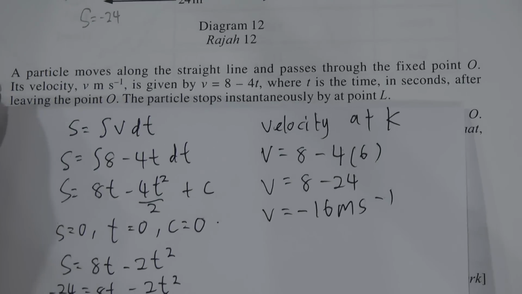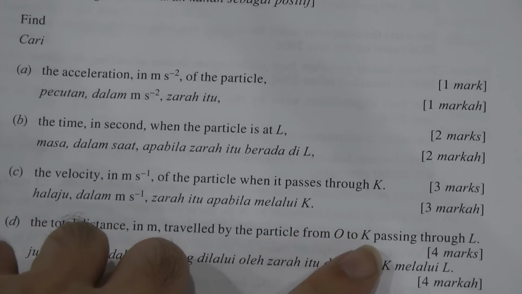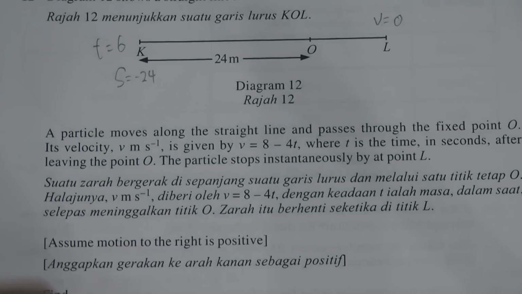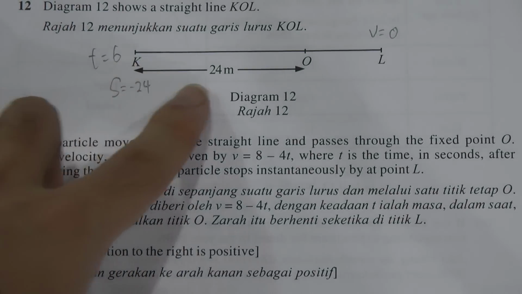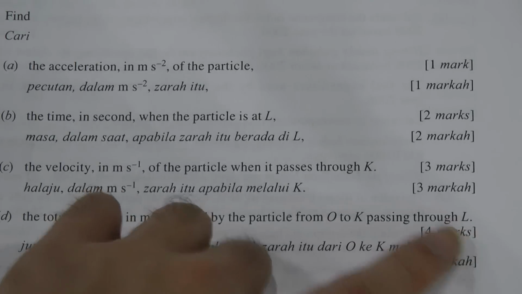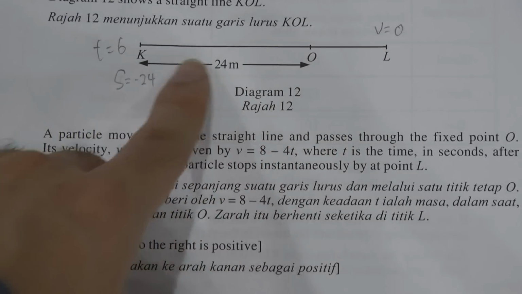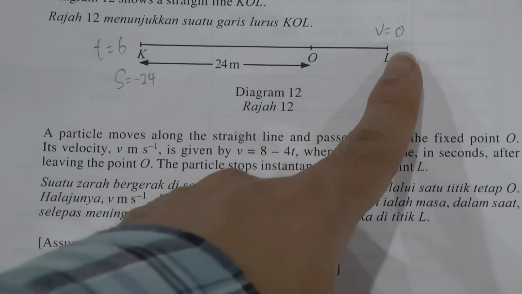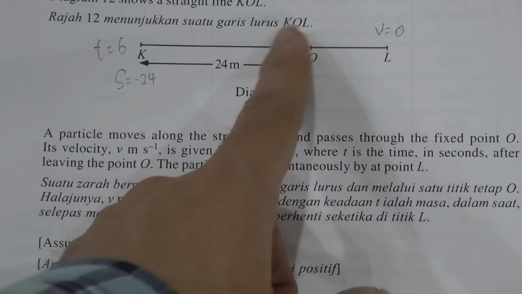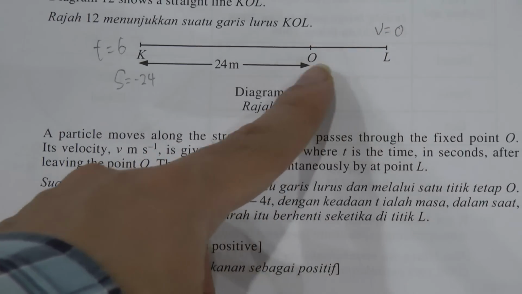Then we go to the last part. Last part, normally he will ask you to find the total distance. So the total distance traveled by the particle from O to K passing through L. Means actually he goes from O passing through L and then goes to the K. Because it says here V equal to 0, so I know this one is a turning point. Means he goes until here. When V equal to 0 means he stops here and then turns back to K.